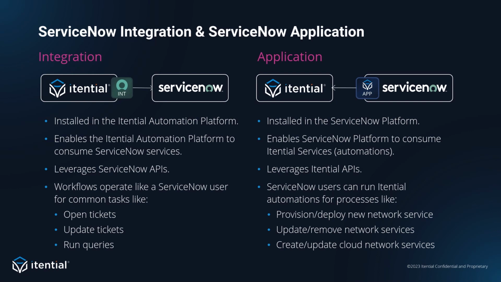But now you can think of it this way. Once this application is installed and configured in the ServiceNow platform by the ServiceNow admin, users of ServiceNow within their dashboard can be configured to have access to automations that make changes on the network. So you can deploy or provision a new network service. You can have automations that can update or remove network services, right? Effectively taking them back down, or create or update new cloud services. Really anything you want to build within the Itential platform as a useful automation for self-service can now be run by the ServiceNow user.